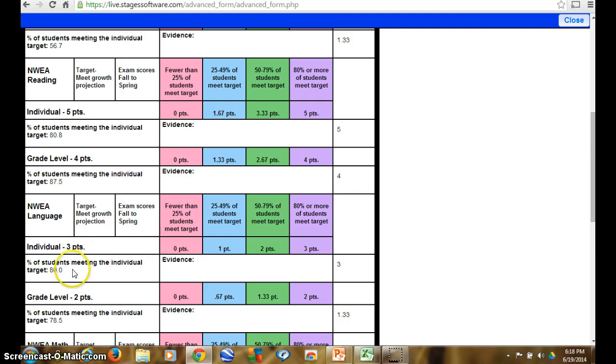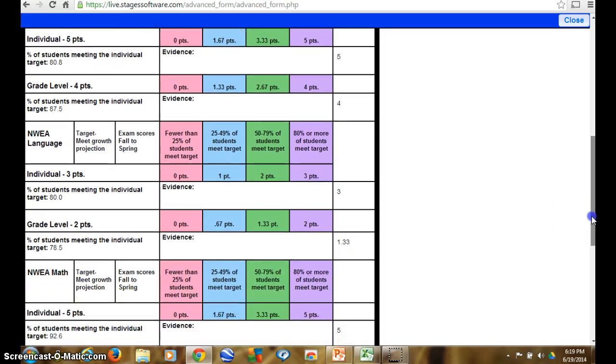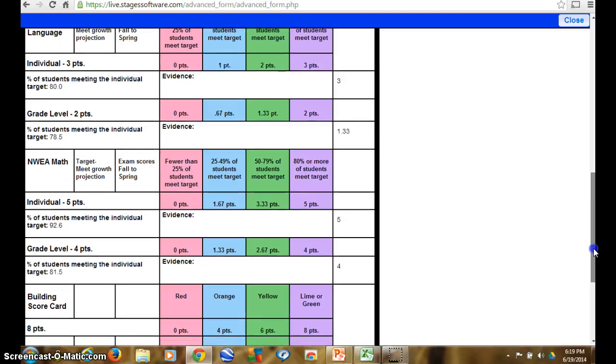Then the language was 3 points individual, and they had 80, and so 80 is 3 points. 2 points for the grade level. 78 point, that'd be 1.33. And then down to the math.